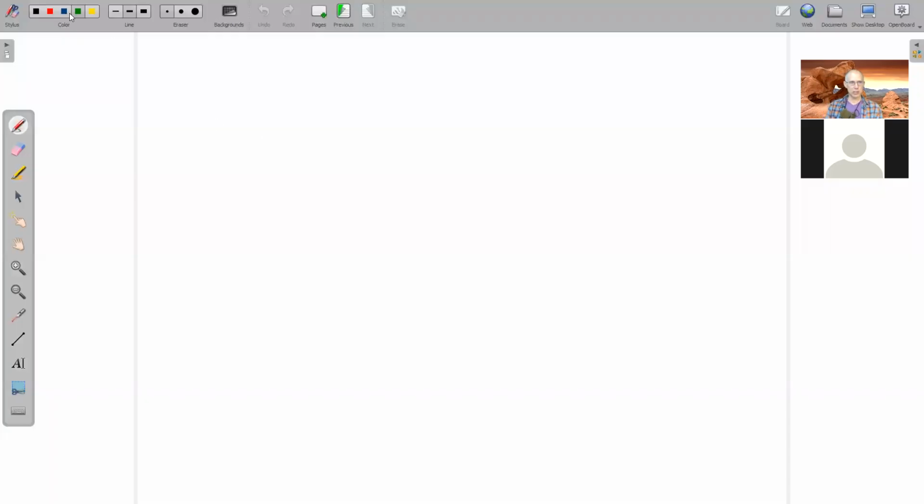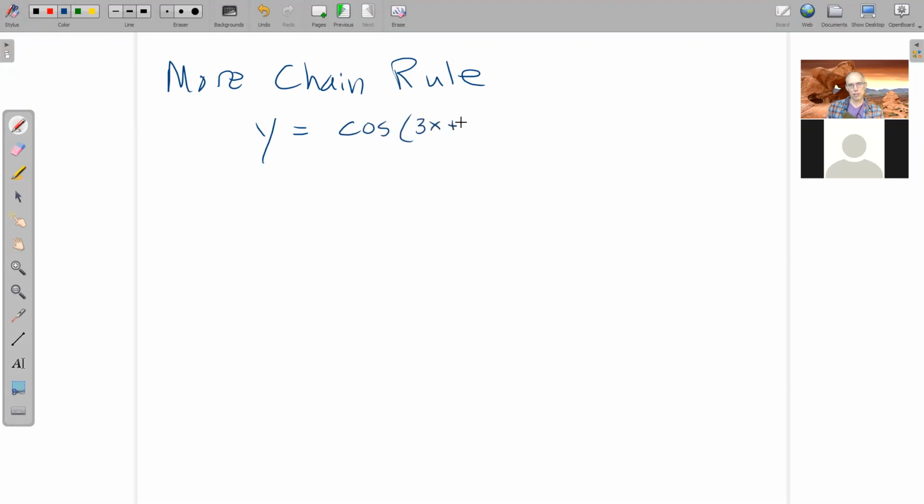All right, so let's extend the chain rule just a little bit. More chain rule. So let's not call it f of x, let's call it y equals the cosine of 3x plus 7, all to the 4th power.